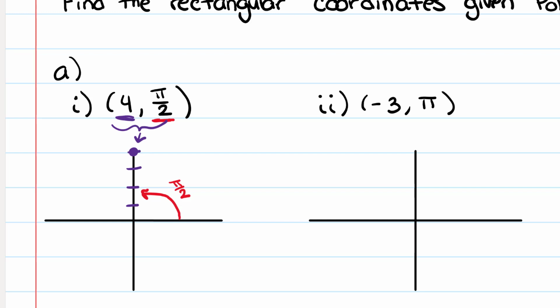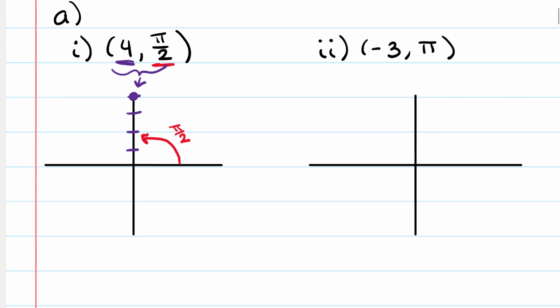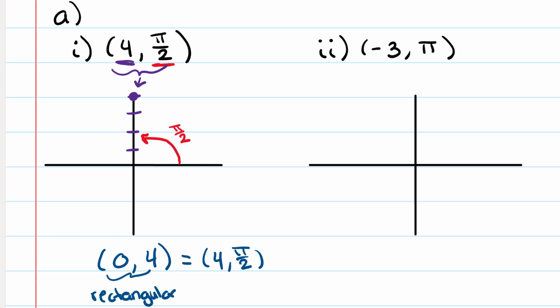Well, if we were just to look at that and I ask, where is that on the graph? It's also at the point 0 comma 4. And that's really all there is to it. If you can just look at a graph and see it, then you're done. So this is equal to 4 comma pi over 2. This is rectangular, and this is polar.